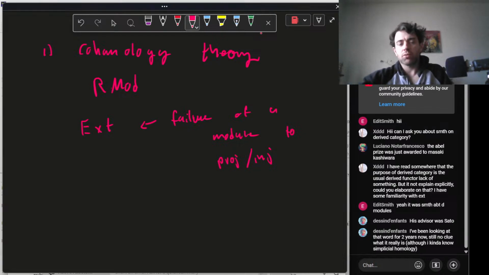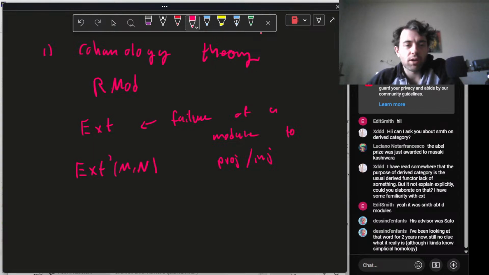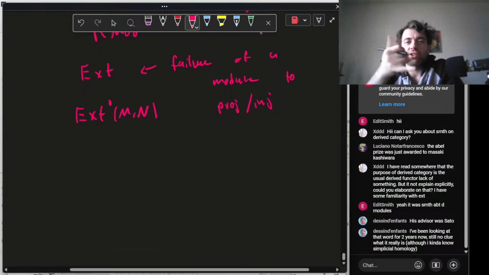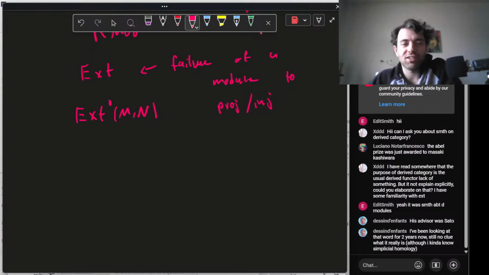But oftentimes, if you think about the way that you determine Ext of M and N, of two modules M and N, let's say, I'll probably say things backwards. There are all of these left-right conventions, and I always forget which way to write things. But I think normally what we do is we put the projective resolution over here, right? You can do a projective resolution or an injective resolution, but it doesn't matter.